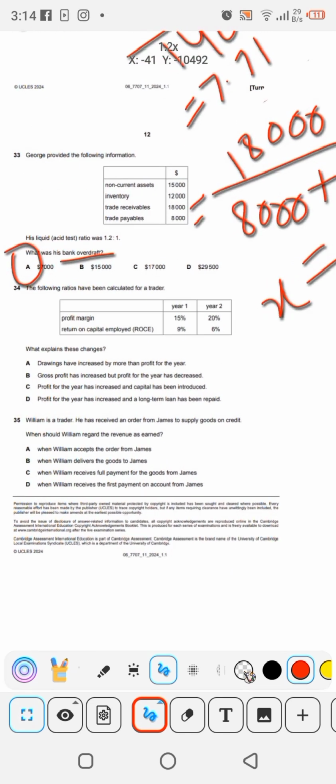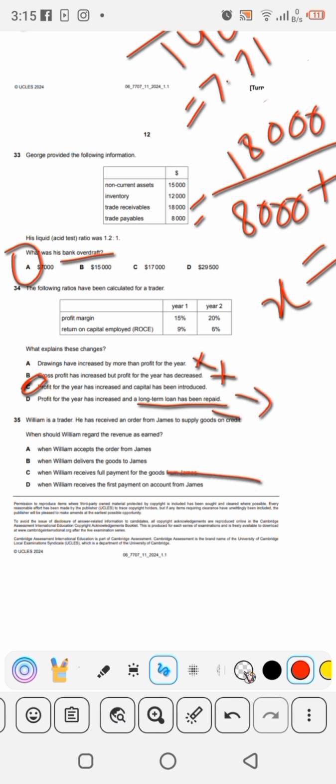Then in question 34, the following ratios have been calculated for a trader. The gross margin has increased from year 1 to year 2 by 5%, from 15 to 20%, and the return on capital employed has decreased from 9 to 6%. What explains these changes? Drawings have increased by more than profit for the year. This is wrong because we are talking about gross margin, not profit margin. Then gross profit has increased but profit for the year has decreased. This cannot be because if gross profit would increase, the profit for the year would also increase but will not decrease the return on capital employed.